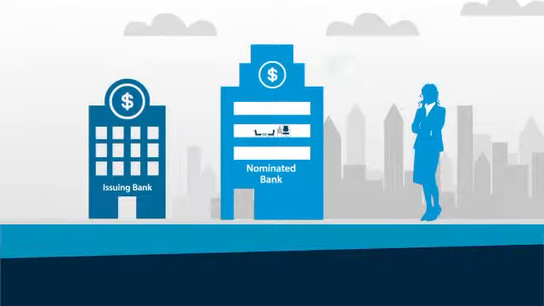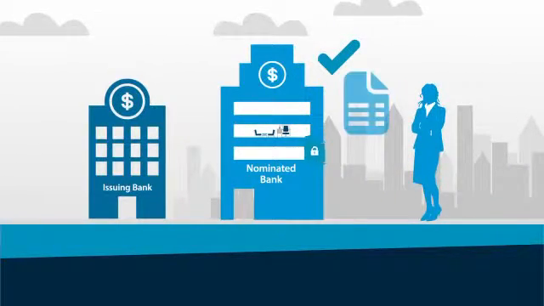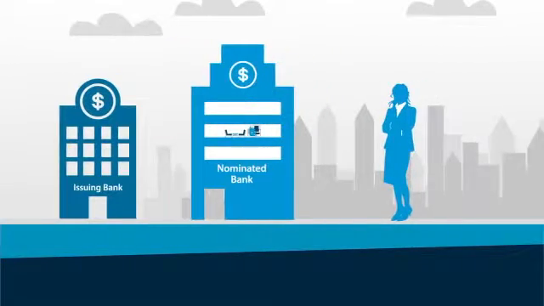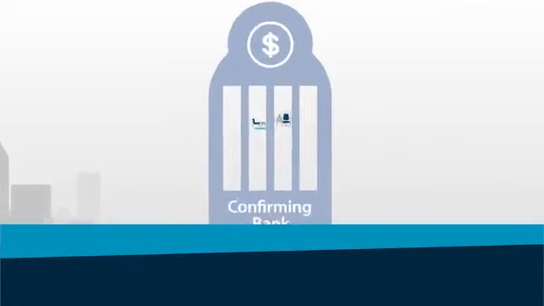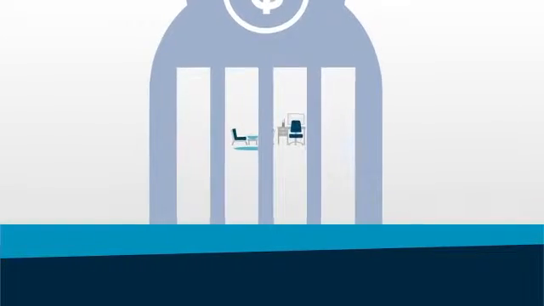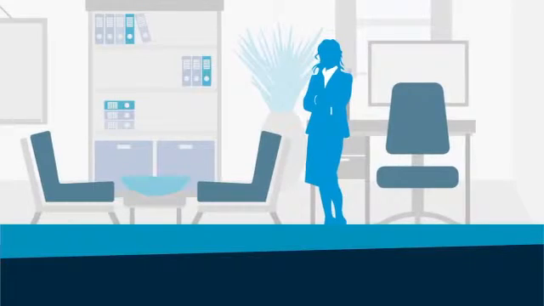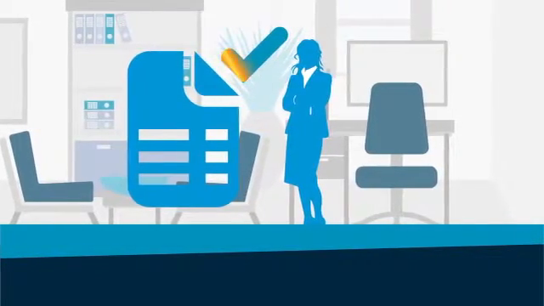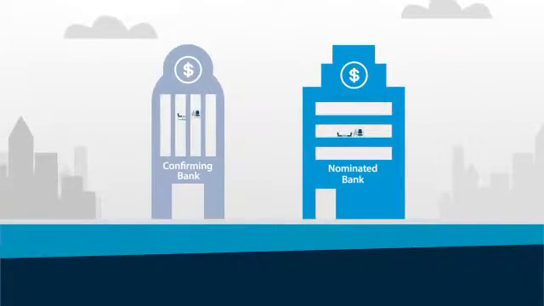The nominated bank is the bank that is authorised by the issuing bank to pay, accept, or purchase the drafts and/or documents presented by the beneficiary. Finally, the confirming bank is the bank that, at the request of the issuing bank, provides its own undertaking in addition to that of the issuing bank to make payment to the beneficiary on presentation of documents which comply with the terms and conditions of the letter of credit. We will look at the role of a nominated bank and confirming bank in more detail in later episodes.